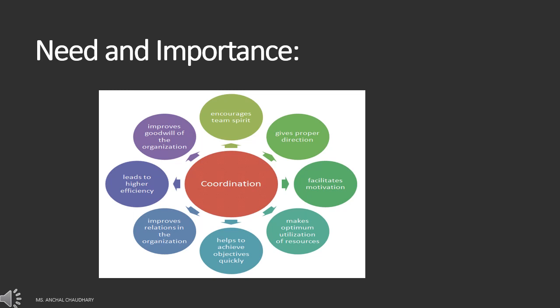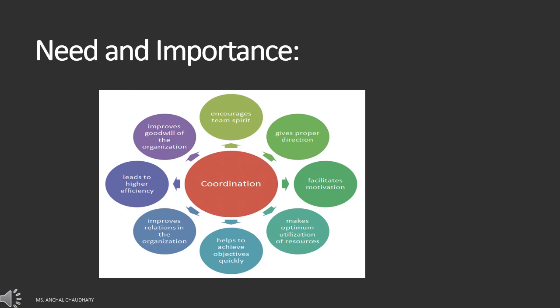Coordination basically focuses on minimization of the wastages and proper utilization of those resources which will be beneficial for the organization. Next is coordination helps to achieve objectives quickly. Basically, coordination helps to minimize the conflicts, rivalries, wastage, delays, or any other organizational problems. So it ensures a smooth working of the organization. Therefore, it will help the organization to achieve its objective easily and quickly.